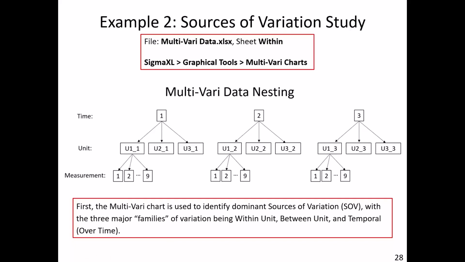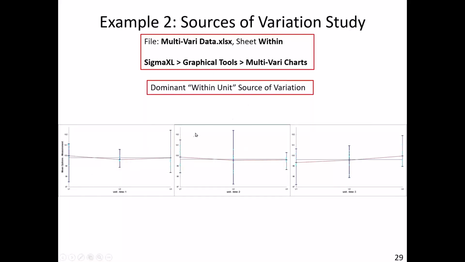So to save time, I'm not going to actually produce the charts, but I will show you the PowerPoint. They've already been done. You simply go to SigmaXL Graphical Tools, Multivariate Charts. So the within data looks like this, and you can see the long bars showing you that the within is the dominant source of variation. You're not seeing much unit to unit variation, nor much week to week or time to time.